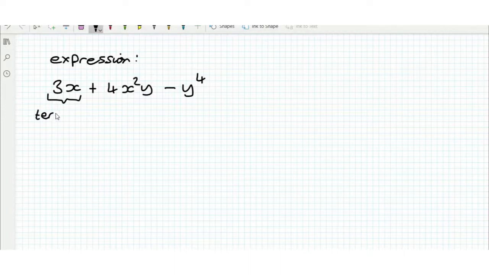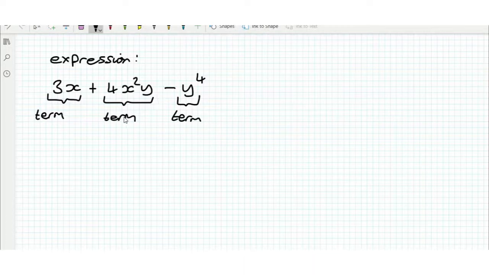So this is a term, this is a term, and this is a term. And a term is a number or a variable or a number multiplied by a variable, separated by these plus and minus signs. I'm not going to do an underline on that because that means something different, but anyway. So each of these are terms, and a finite collection of terms is an expression.